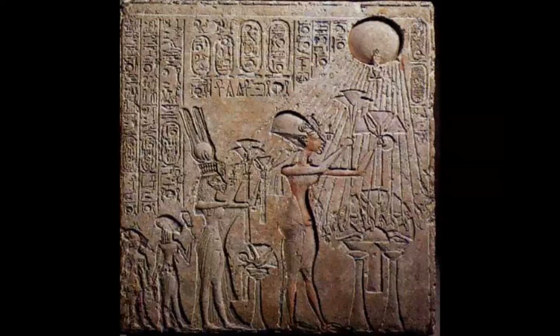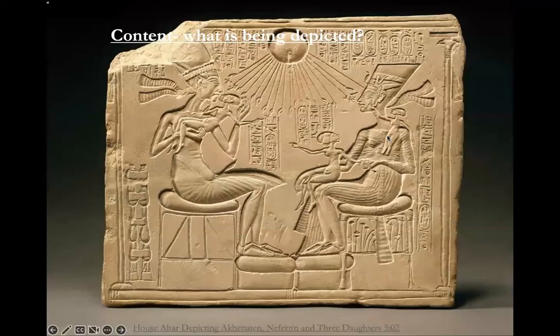All right, so here is another artwork from the Amarna period, and we should be able to compare the two. So what features are you seeing that are similar in here to Akhenaton, Nefertiti, and Three Daughters? We should have been able to point out this giant sun or disk, right, with these rays coming down. We're seeing this in both. So for content, this is what's being depicted.